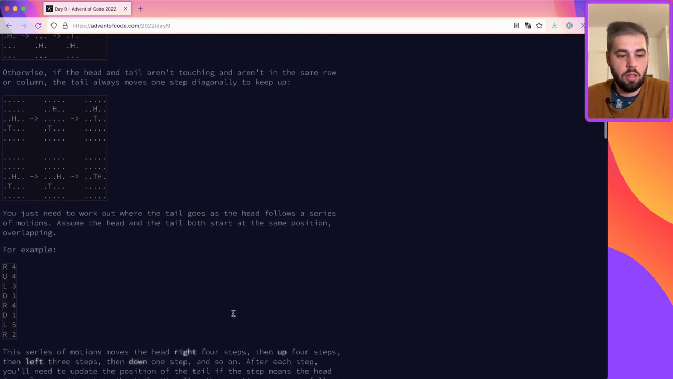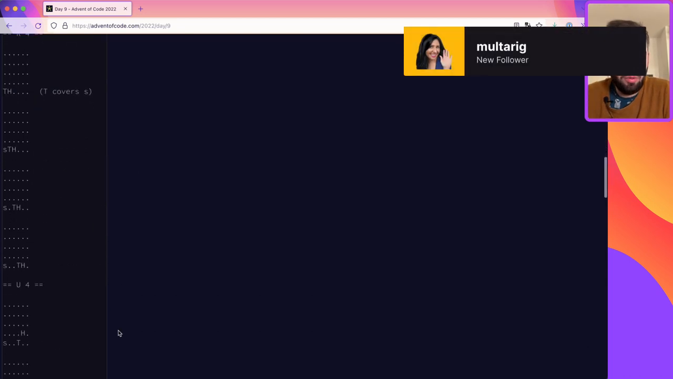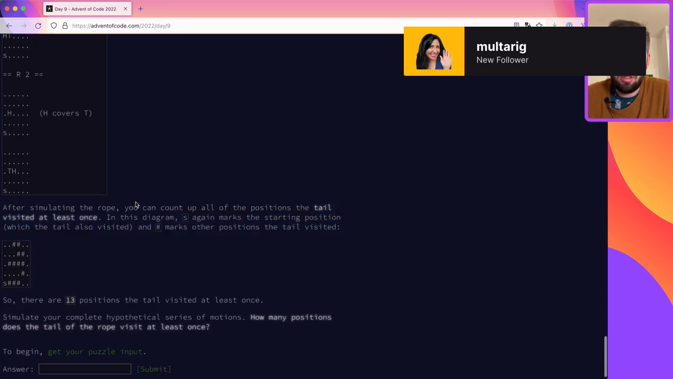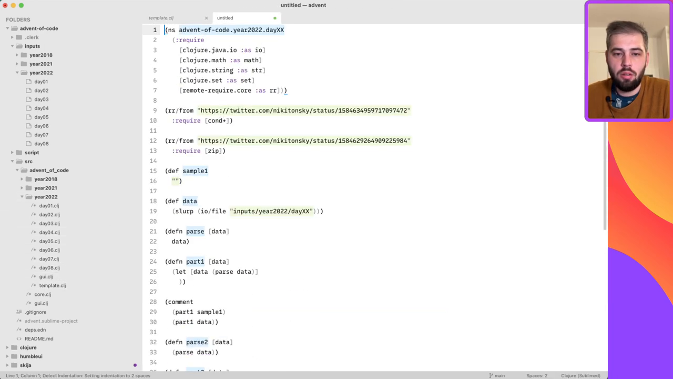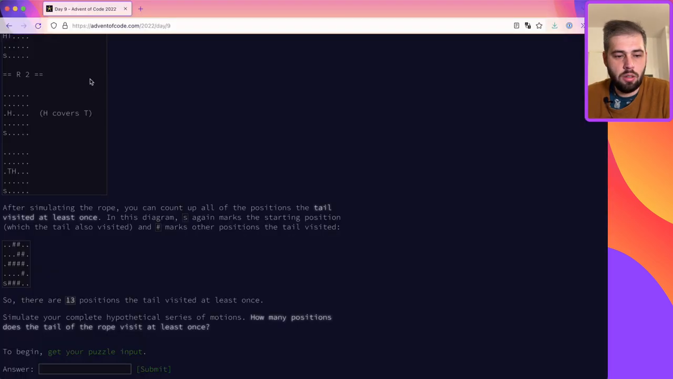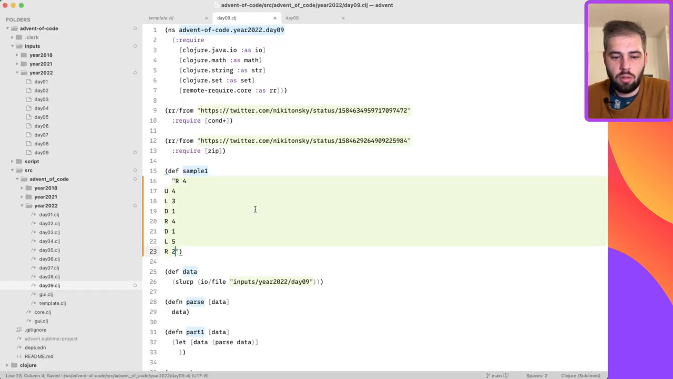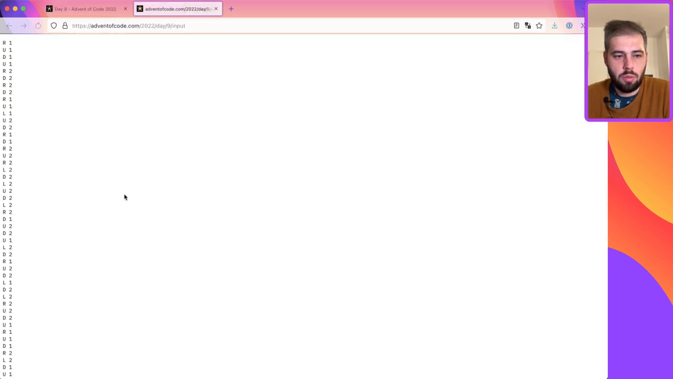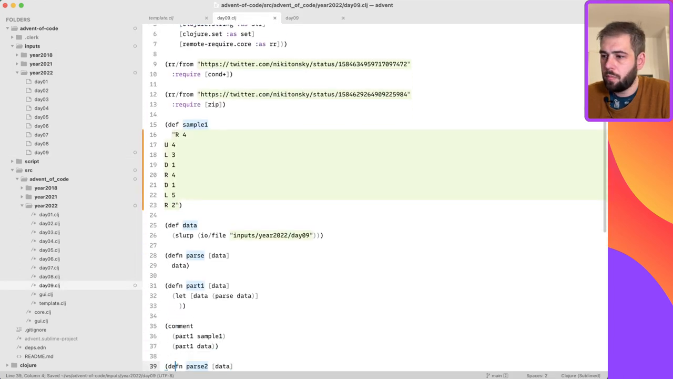Doesn't seem too hard. So this is our example, right? And we don't know how big the grid is, kind of, but it's no problem. Okay, so let's start with the template, start new. This is going to be day 09, and here we also save it as day 09. There's an example somewhere. Yeah, this is an example. Right, so we insert it here. And there is also the puzzle input, which we insert here. Okay.